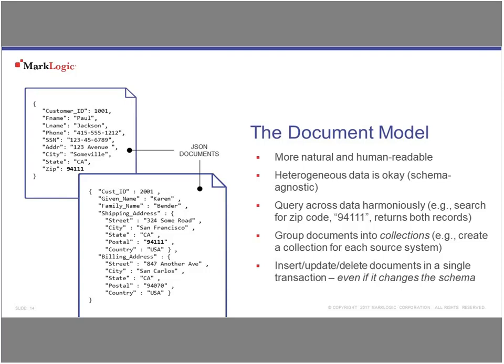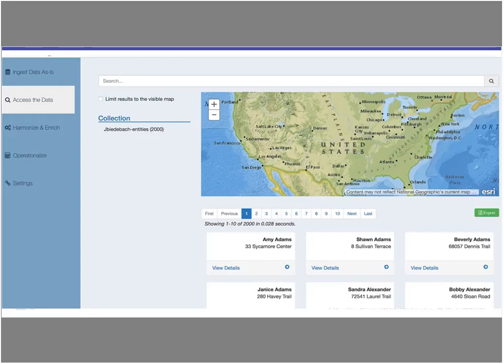So I took some screenshots of a little demo application just to show you about the document model and the flexibility that it gives over relational. I imported some data, and it's very similar data to this. So I've got two different name and address structures. As I go over to here, you can see that I have all my names in here: Amy Adams and Sean Adams and Beverly Adams.